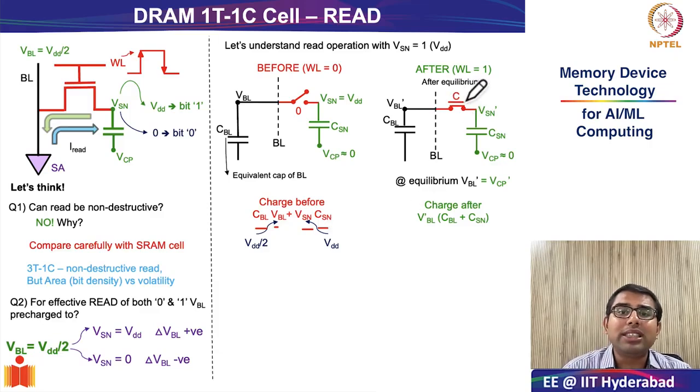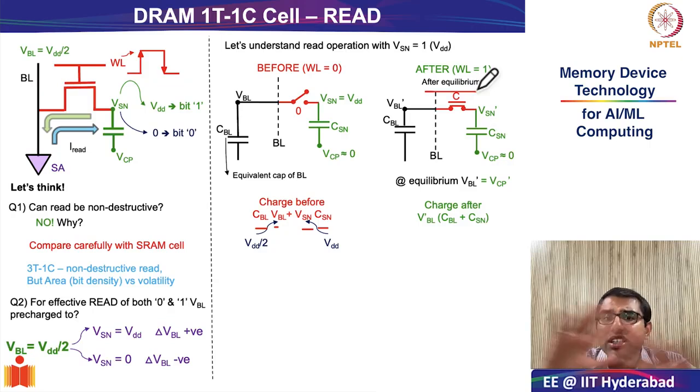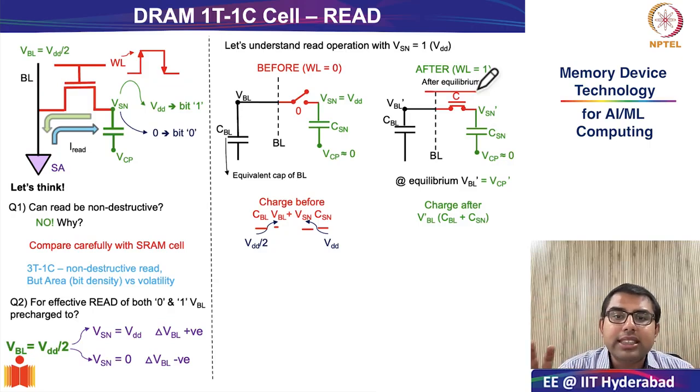After the transients are done, I'm not checking the transient analysis. I'm just looking at what happens at equilibrium. After a reasonable amount of time, when the read current has flowed and the charges have stabilized, what is the charge afterwards? As we know, the charge afterwards will be V dash BL. What is V dash BL? The new voltage at the bit line and at the storage node.